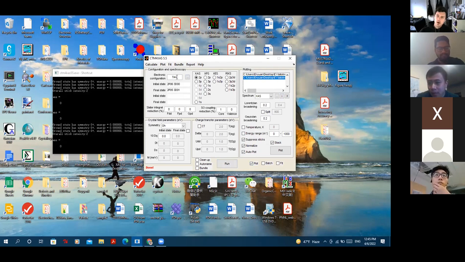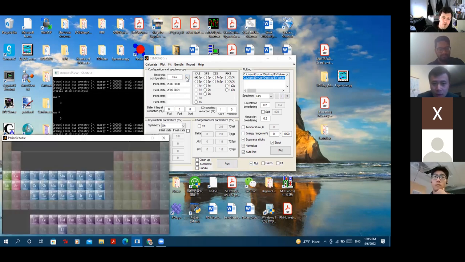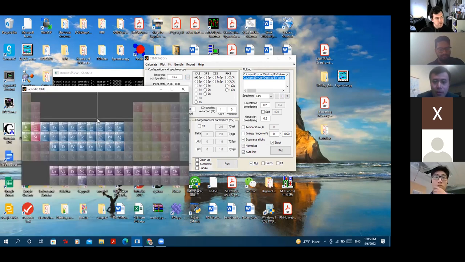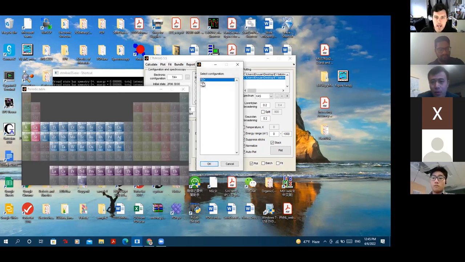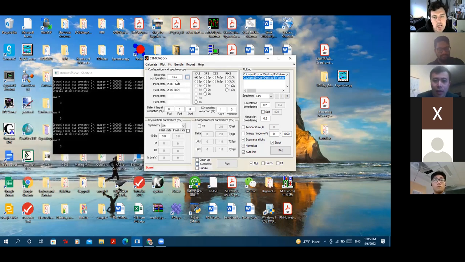We can start with a titanium 4+ calculation, right? If you click this triple dots here, it displays the periodic table. You can select the elements of interest. If you select titanium, it will ask what type of titanium you want to calculate. So let's start with titanium 4+, which is the simplest system, also the 3d0 system. Okay, now titanium 4+ is selected.